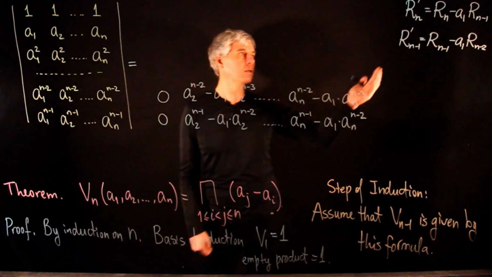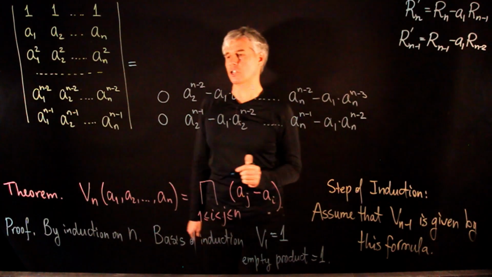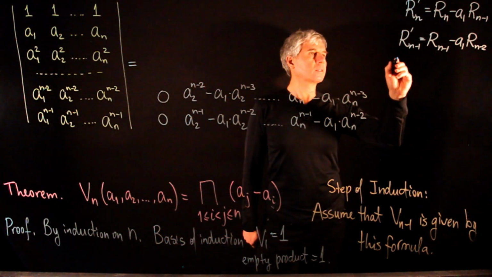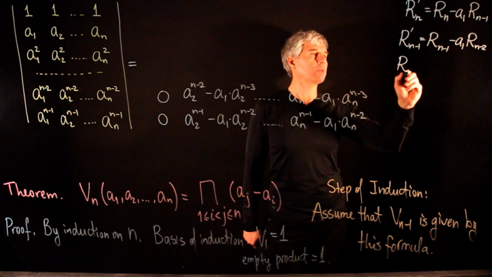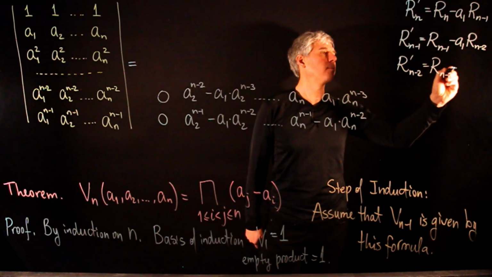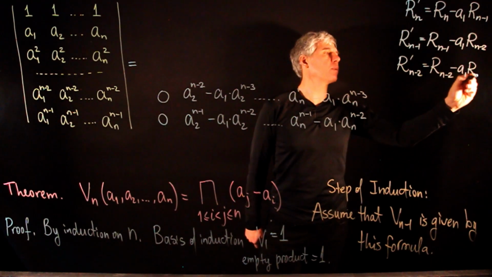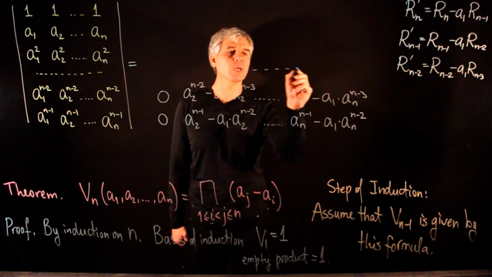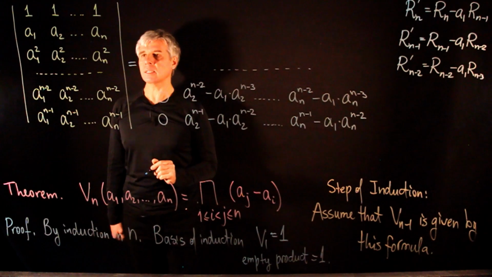And again, the determinant did not change. So then we move up and we apply an elementary row operation. Row n minus 2 new is row n minus 2 minus a1 times row n minus 3. And so on. We just keep going up like this.